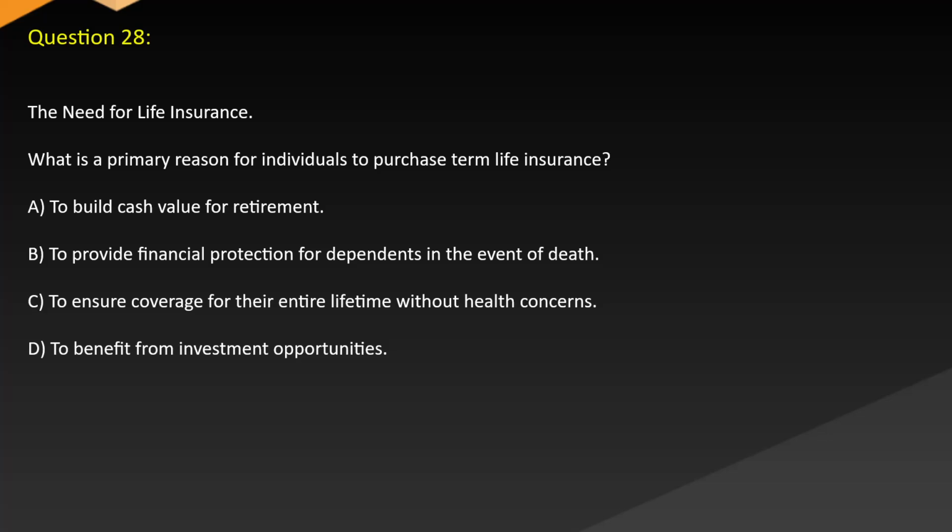Question 28. The need for life insurance. What is a primary reason for individuals to purchase term life insurance? A. To build cash value for retirement. B. To provide financial protection for dependents in the event of death. C. To ensure coverage for their entire lifetime without health concerns. D. To benefit from investment opportunities.